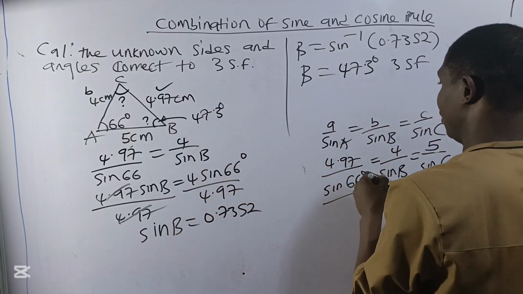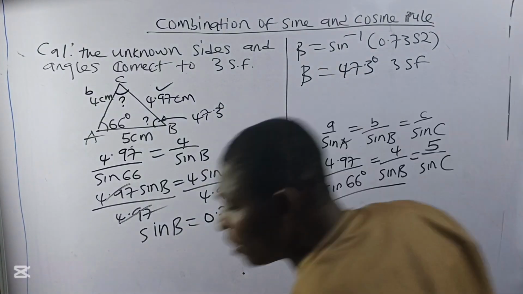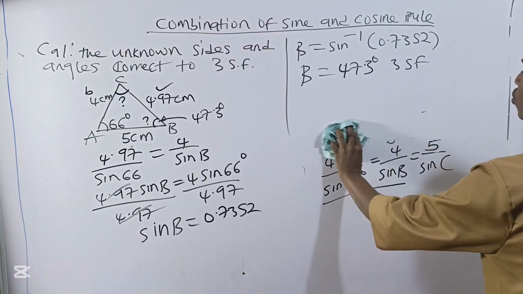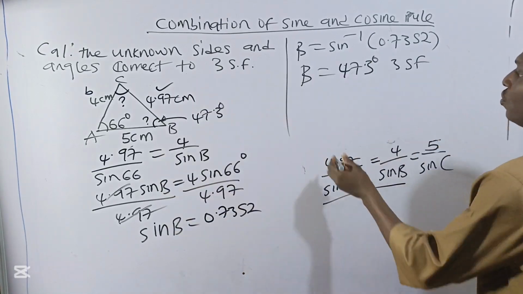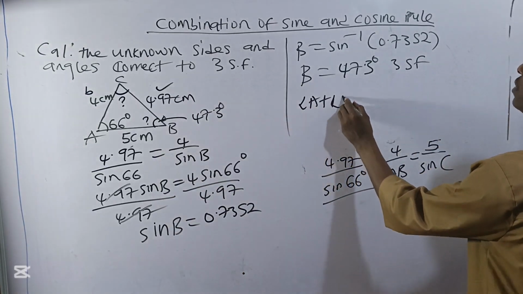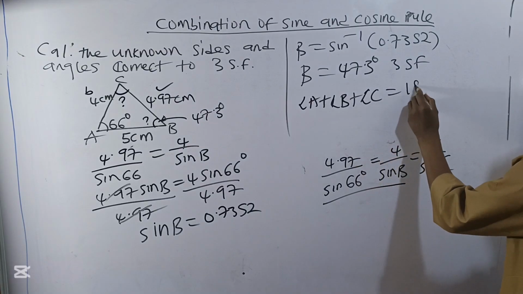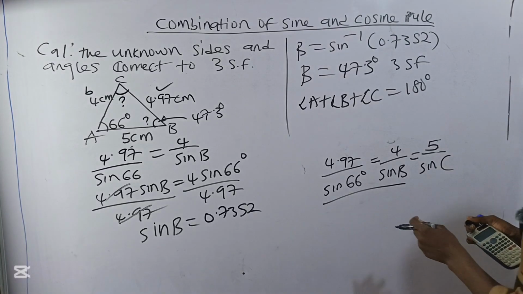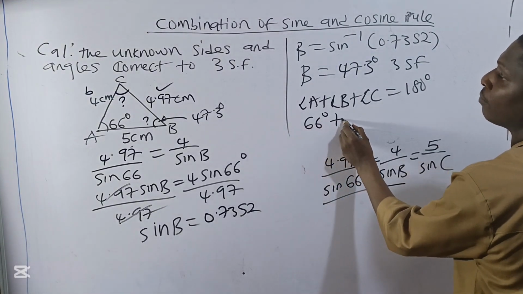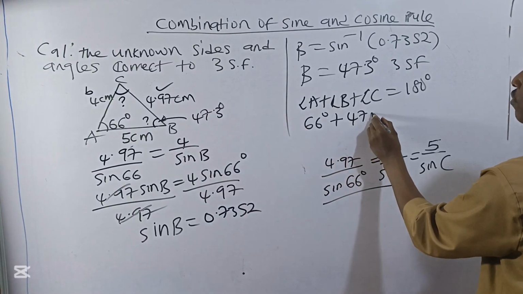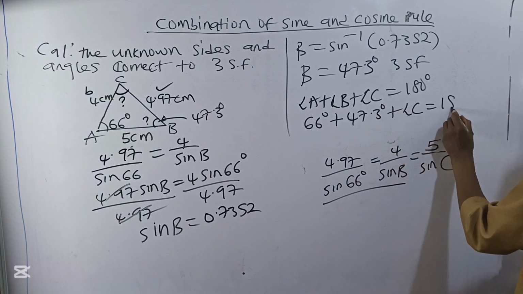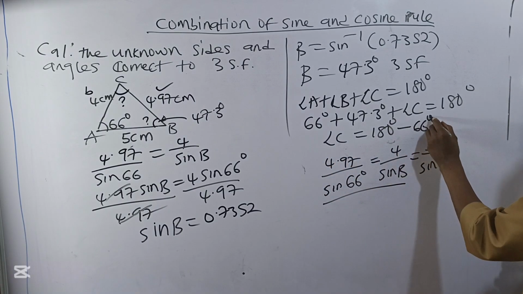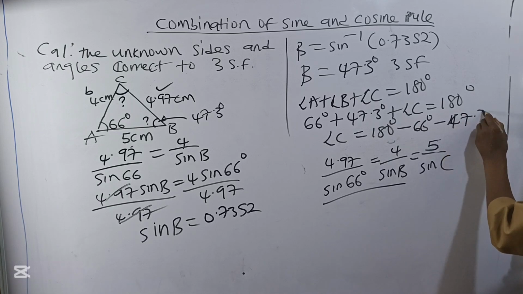So here's my angle B, 47.3 degrees. So what's left is to get my angle C. And remember, if A and B are gotten well, you don't need to solve for your angle C, stressing yourself. All you need to do is to use the sum of angles in a triangle. Angle A plus angle B plus angle C equals 180 degrees. The sum of any interior angles of a triangle, no matter the type of triangle. So my angle A is 66 degrees. So I have 66 degrees plus my angle B, which I just solved, 47.3 degrees, plus my angle C equals 180 degrees. And angle C will be equal to 180 degrees minus 66 degrees minus 47.3 degrees.